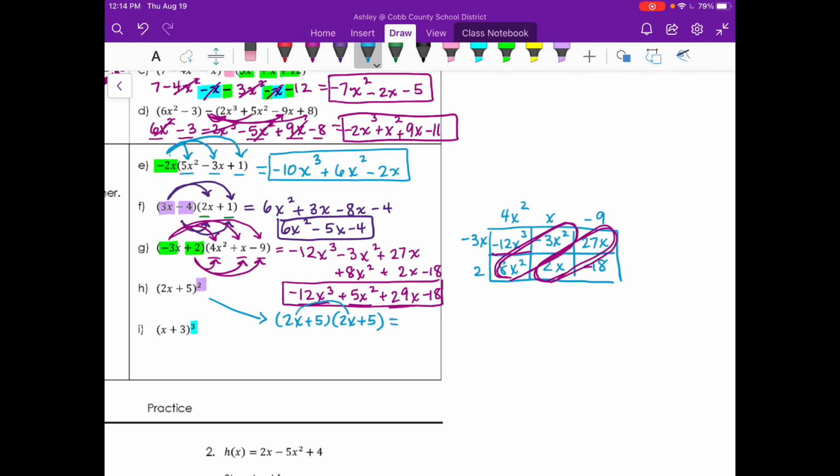2x times 2x gives me 4x squared. 2x times 5 gives me positive 10x. I'm going to get another one of those. And then I'm going to get positive 25. And that gives me 4x squared plus 20x plus 25.